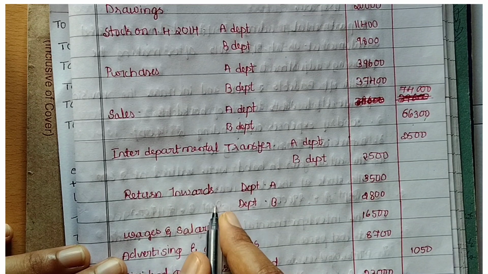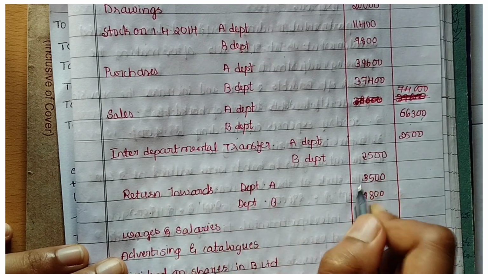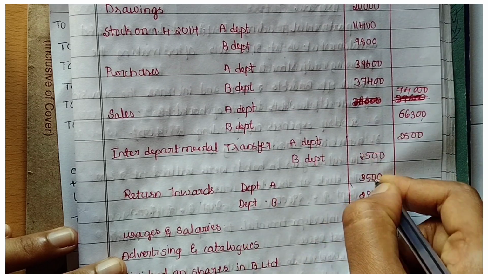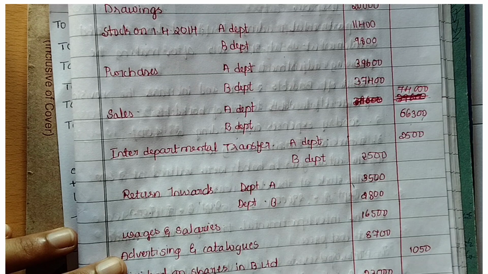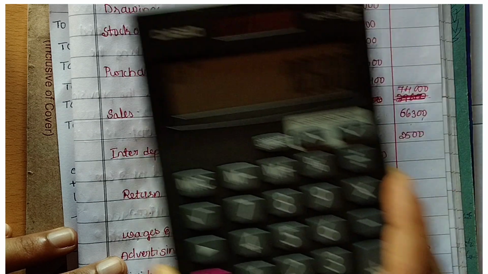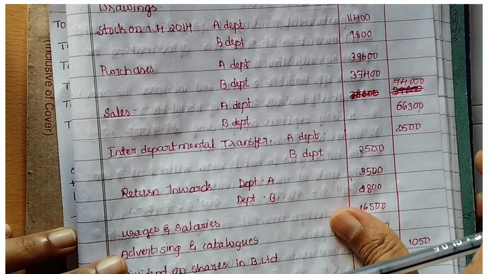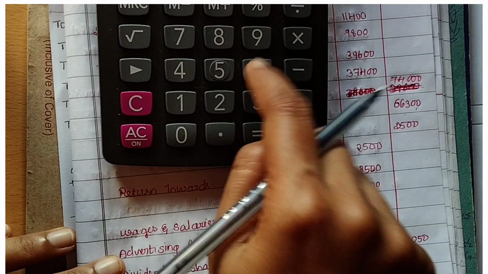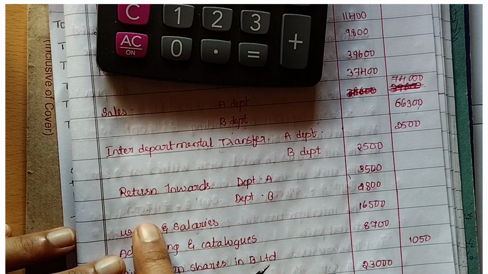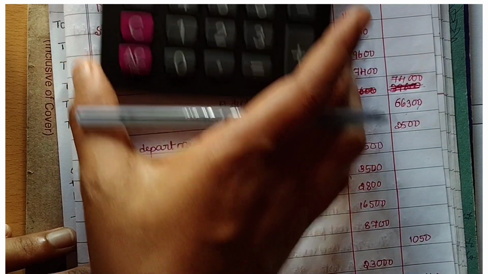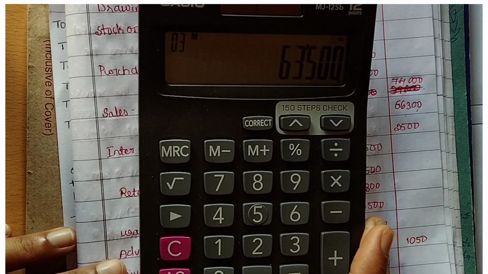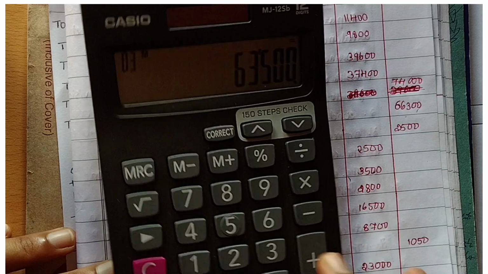Now see, return inward means sales returns. You have to deduct this. 74,000 minus 3,500 is equal to 70,500. Then another one, 66,300 minus the return inward of department B, 2,800. Deduct it. 63,500. Now let's total it.